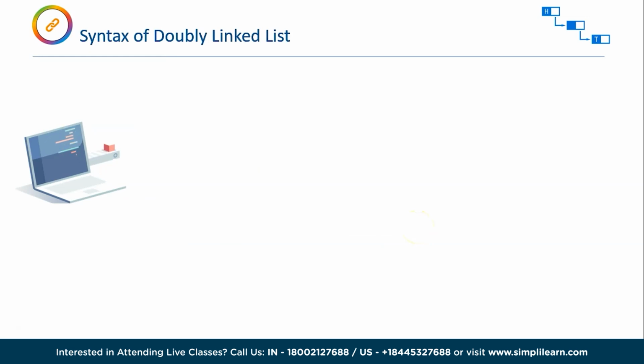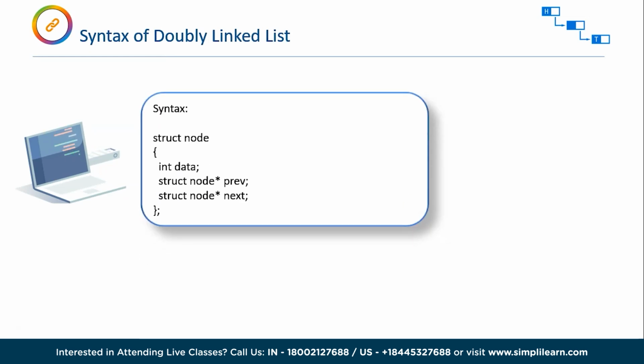So let us now understand the syntax of a doubly linked list. The syntax uses a structure. Basically, we give a structure node, we give a data type for data, and we declare two pointers to the structure, which are the previous and the next node.